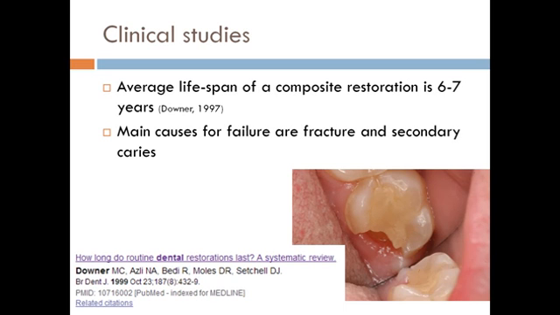So clinical studies have demonstrated that the average lifespan of a composite restoration is about 6 to 7 years, and the main causes for failure are fracture and secondary caries. So that means that either the composite itself is degrading to a point where it can't withstand any more of the mechanical loading, or the interface is somehow getting degraded to the point that there's caries infiltration or secondary caries developing in the gap between the tooth and the restoration.